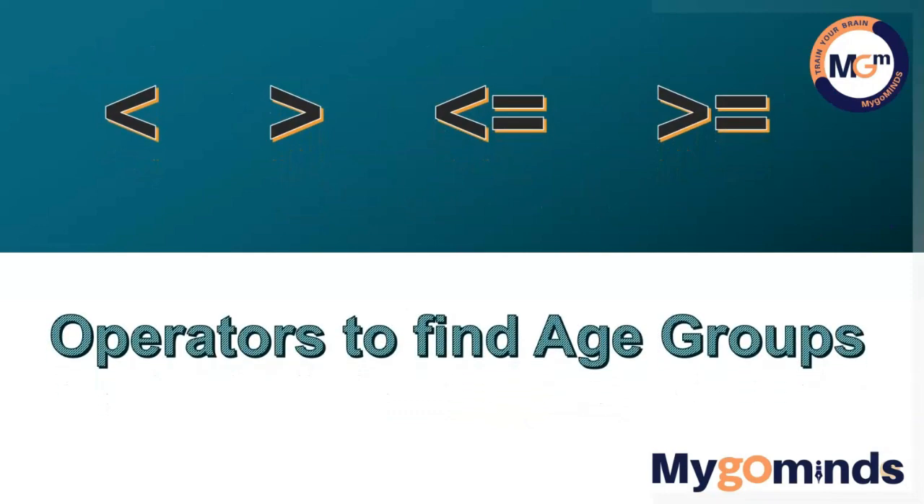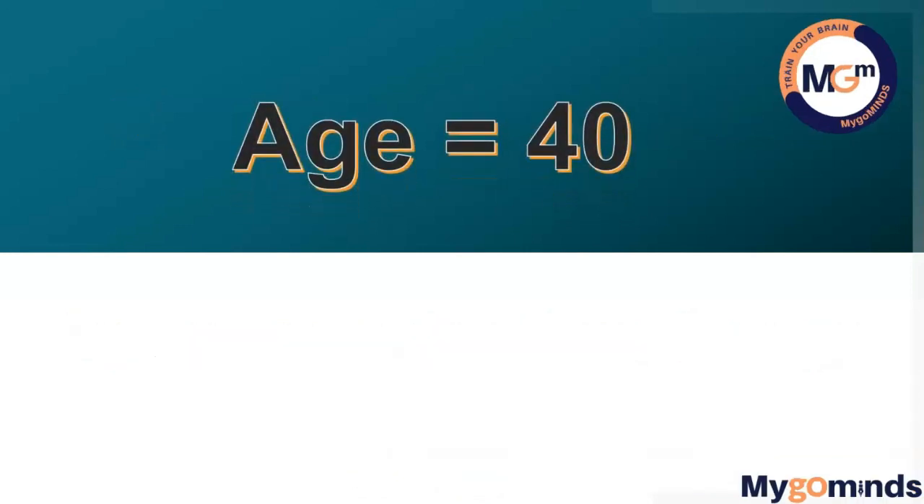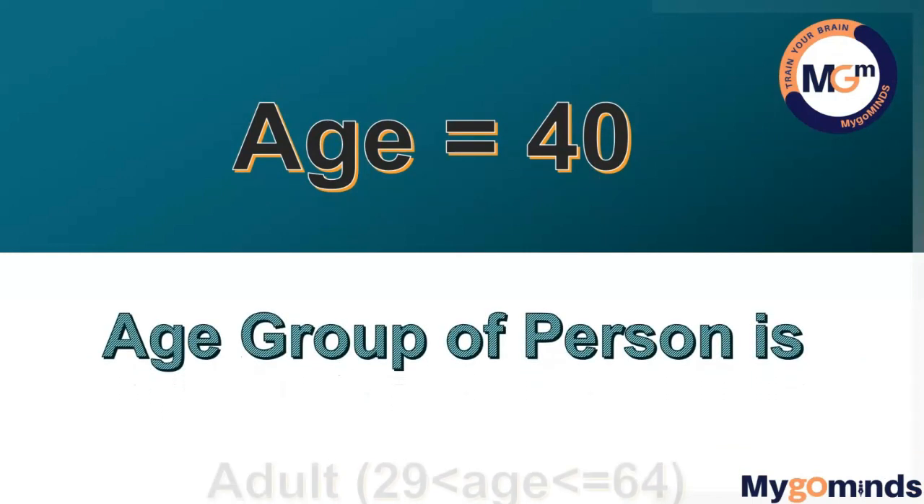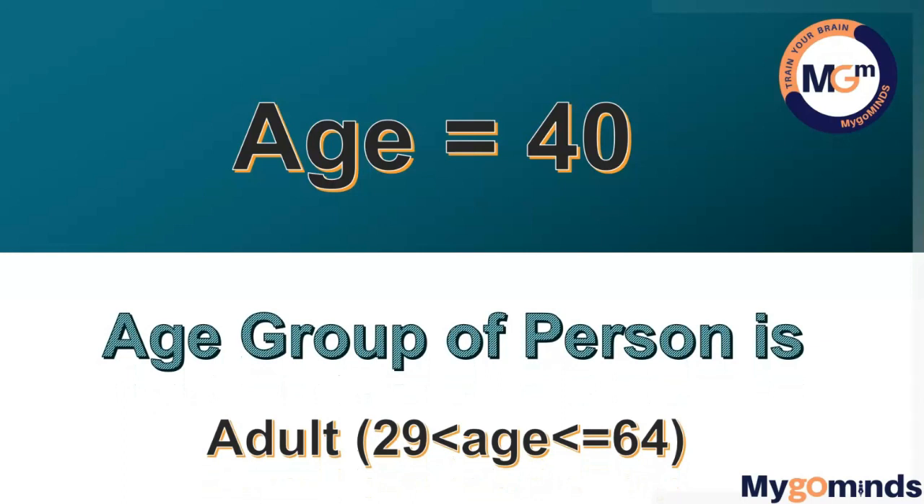So what are the operators in order to find out age groups? It's less than and also less than or equal to. Let us take an age equal to 40. So what would be the condition? What condition do we have to write in order to find out? If the age is between 29 to 64, then it's an adult. So the person who has the age of 40, he or she is an adult.